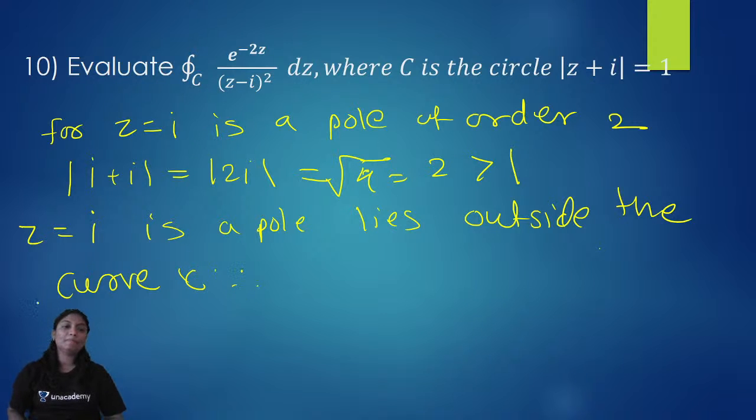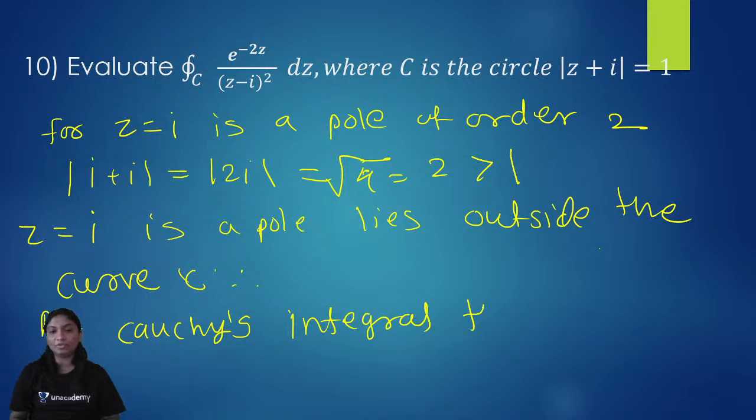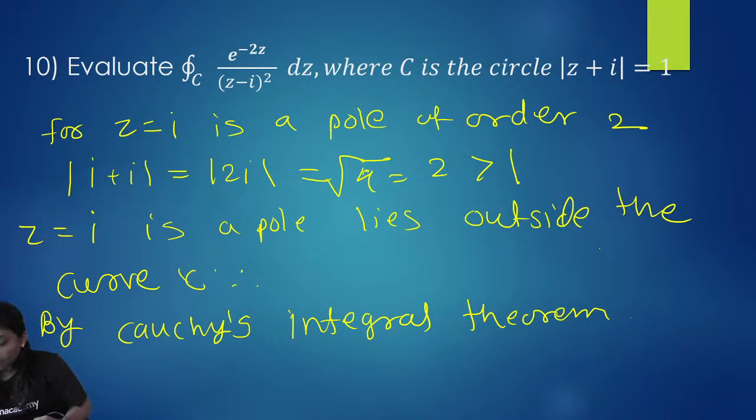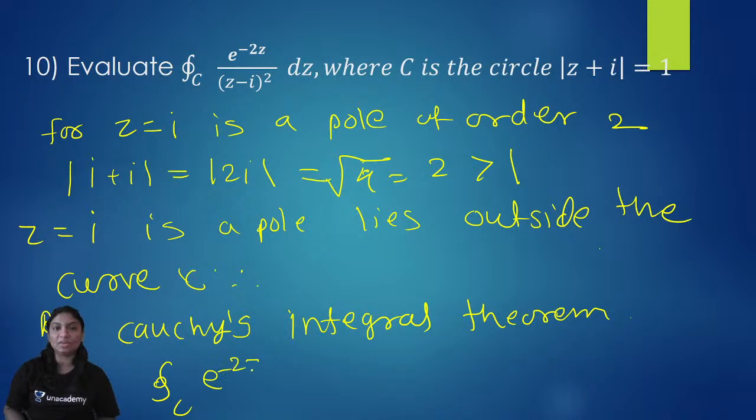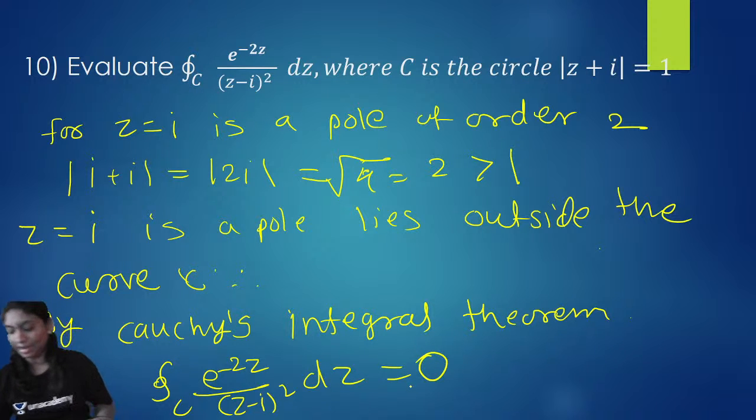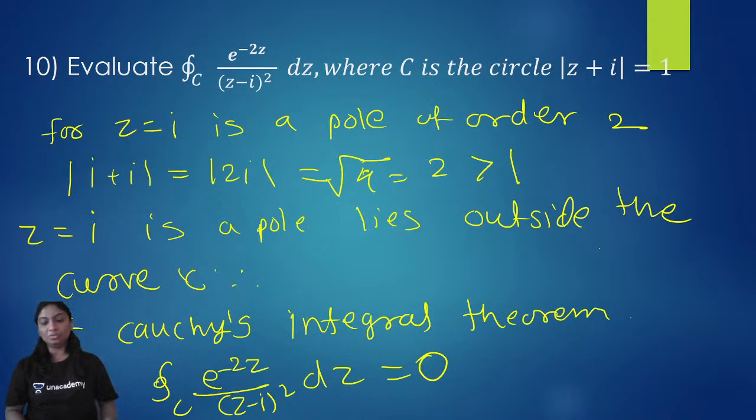Therefore, the only point is also outside the curve C. So by Cauchy's integral theorem, we will use the integral theorem here. Any point that lies outside the curve C, definitely by Cauchy's integral theorem, as z is equal to i lies outside the curve C, you will get the integral value as 0, right? Directly you can write the value of the integral is equal to 0 if it lies outside the curve C.